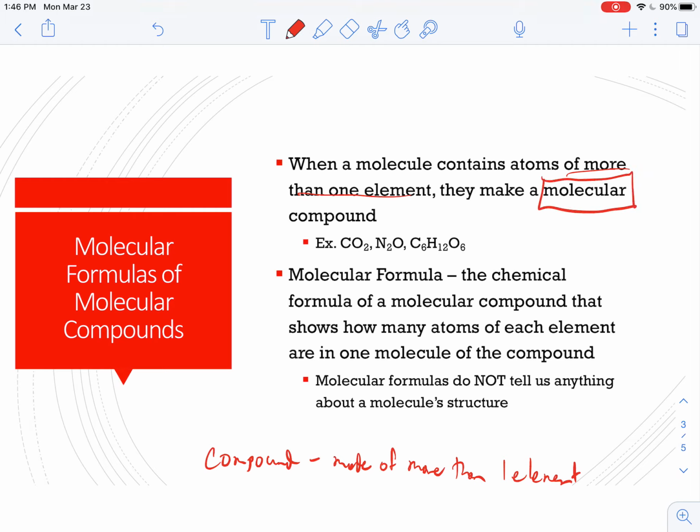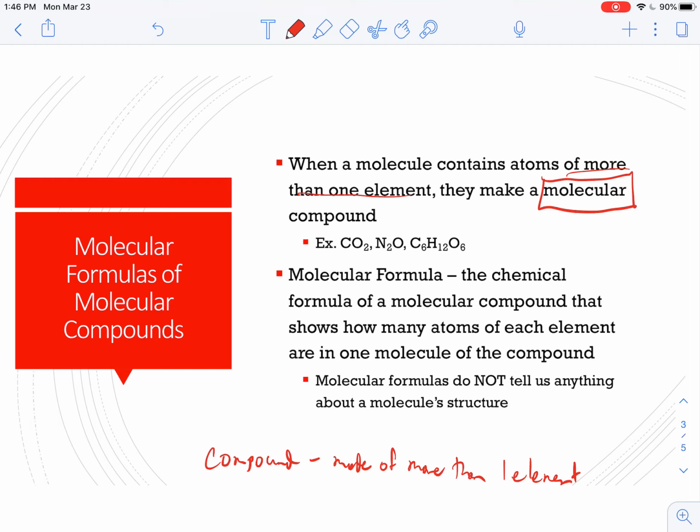So some very common things we experience in our daily lives, examples of molecular compounds: we have carbon dioxide that we breathe out of our lungs. We have nitrous oxide. We have glucose, sugar, what animals or plants produce through photosynthesis, what animals consume and use up through cellular respiration that you guys touched upon last year in biology.